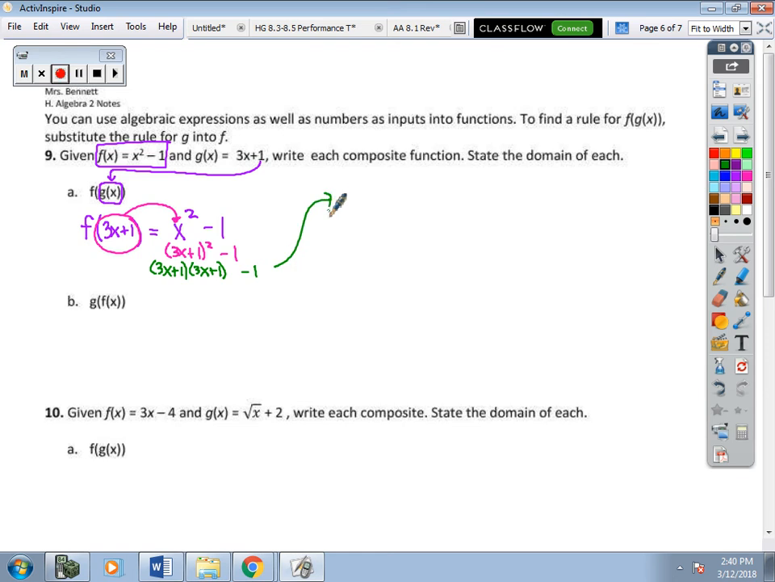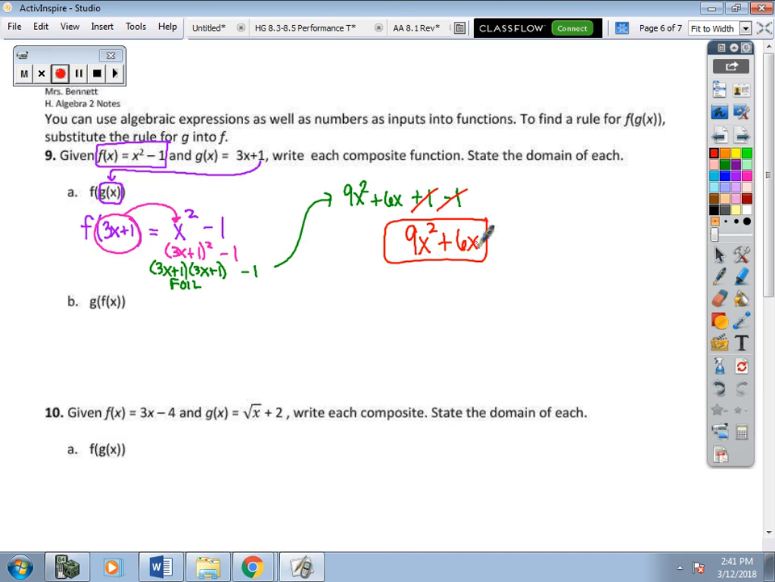And I'm going to come up over here. So whenever we FOIL this, we will get 9x squared, plus 3x will be plus 6x, plus 1. And then we also have this minus 1 outside. So the plus 1 and the minus 1 will simplify to be 0. So my final answer is 9x squared plus 6x. They also want us to state the domain of this function.